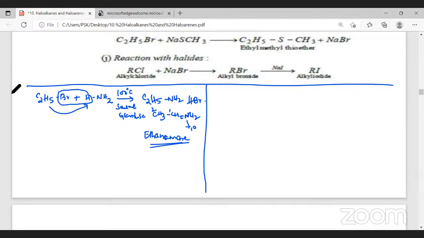Now, you should understand, if this hydrogen can be replaced by C2H5, the other 2 hydrogens also can be replaced. So this is the first step in the reaction. The second step is, now alkyl halide, we will write C2H5Br, and I will write HNH, and I will write C2H5.